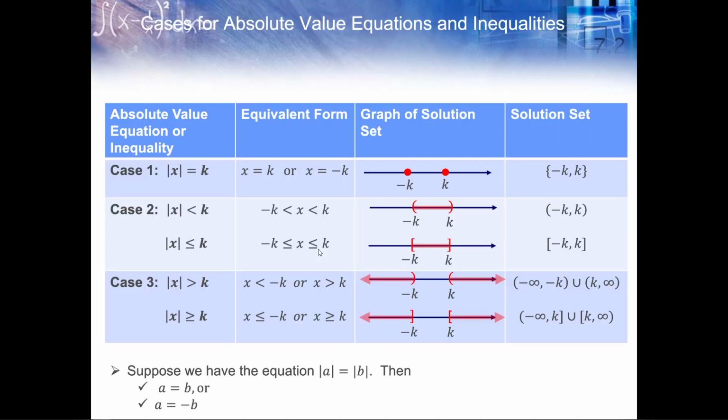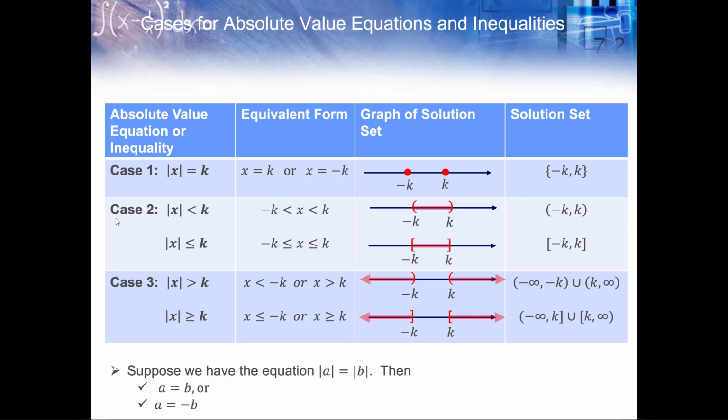Now, in looking at absolute value equations or inequalities, we actually have three different cases. The first case is when the absolute value of x is equal to k. In that particular case, we have two solutions, and they are points. They are going to be the point k and the point negative k. There they are on the real line, and that would be your solution set.